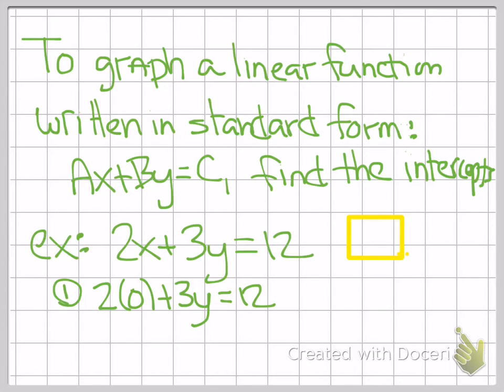I call it the cover-up method. Because, guys, what's 2 times 0? 0. What's 0 plus 3y? So when I put 0 in for x, the term that has x is going to go away. Guys, if 3y equals 12, what does y equal?